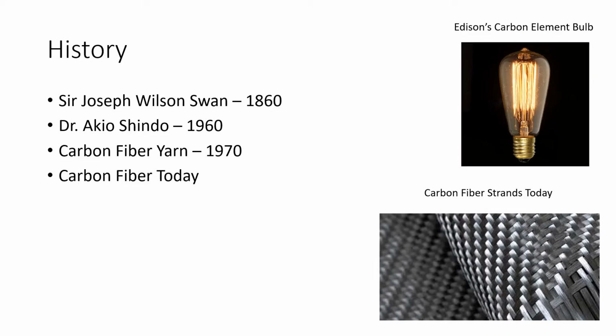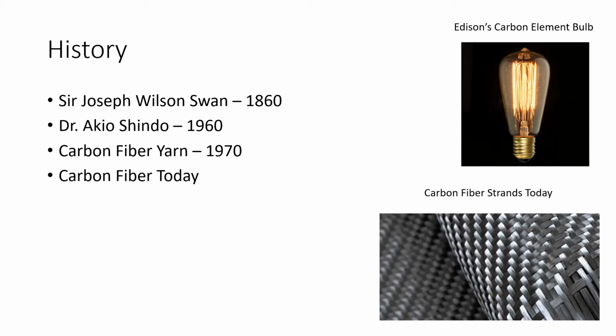Alright, so some history on carbon fiber. It's important to understand the history so you can understand the purpose of the material and where it came from and how it started. Carbon fiber was first discovered by Sir Joseph Wilson in 1860. This form of carbon fiber was used in an early form of the incandescent bulb. The reason that we don't see this today is we found a more efficient and effective way to make incandescent bulbs, and now we actually have LED bulbs.